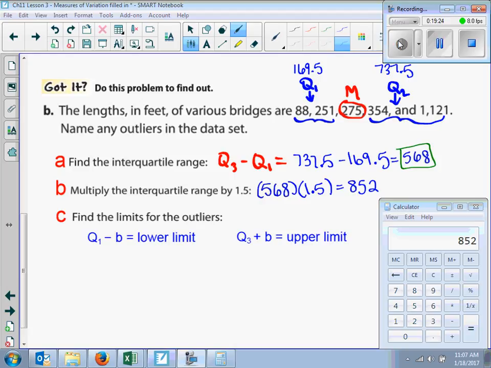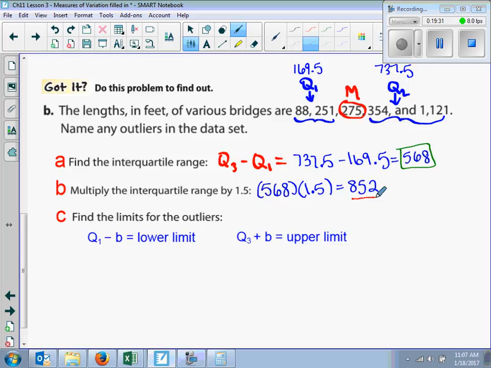All right, so we get 852. Now that is a number that's going to help us find our limits. Okay, so to find the lower limit, we're going to take quartile 1 minus 852. So to find our lower limit, we took quartile 1, which is 169.5, and we subtracted B, which was 852. And that gives us our lower limit.